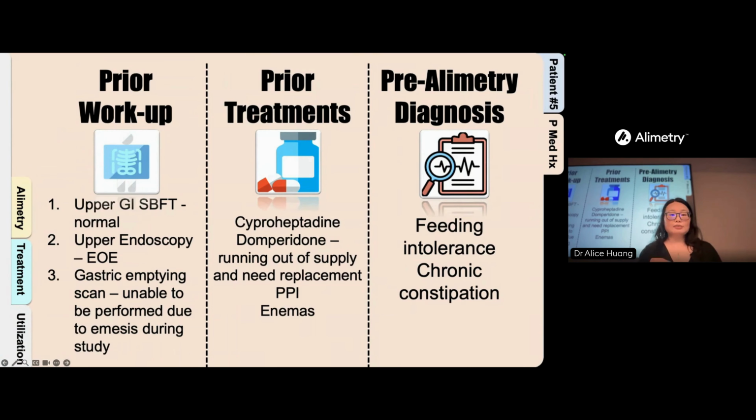His prior treatments from his prior GI doctor were cisapride and domperidone that they were sourcing from Canada. Parents were questioning if it was working or not, but because he's been on it for so long, that's why they continued to have him on it. But they were running out of supply because of the tariff situation. He was also on a proton pump inhibitor and enemas. So his pre-Alimetry diagnosis was feeding intolerance that we see a lot in patients with cerebral palsy, and chronic constipation.